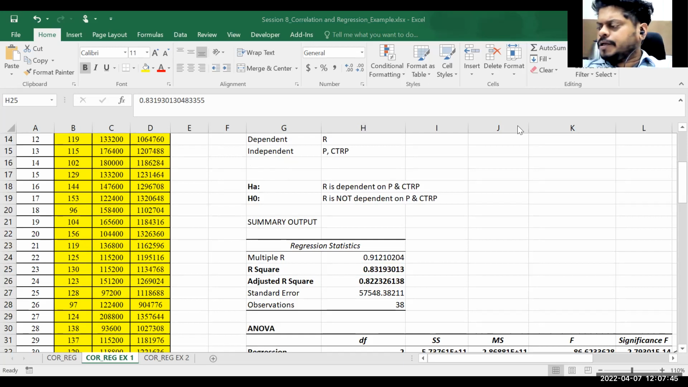So what Abhijit told about R square is correct. If I'm building this model, I'm saying that revenue is dependent on promotional budget and CTRP, TRP ratings. By taking that equation, how much variability in your revenue can I explain by creating that model?